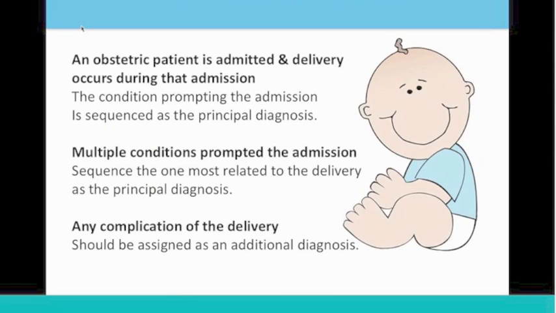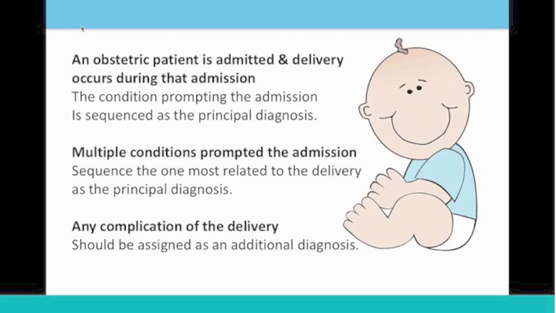When a delivery occurs during an admission, the condition prompting the admission is sequenced as the principal diagnosis. If multiple conditions prompted the admission, sequence the one most related to the delivery as the principal diagnosis, and any other additional complication during delivery should be sequenced as additional diagnoses.